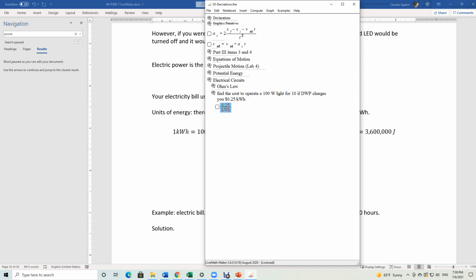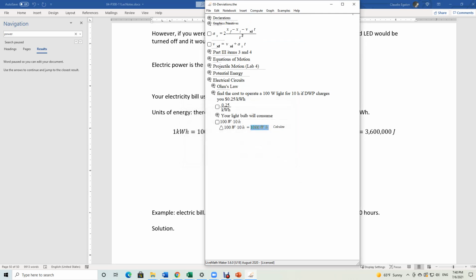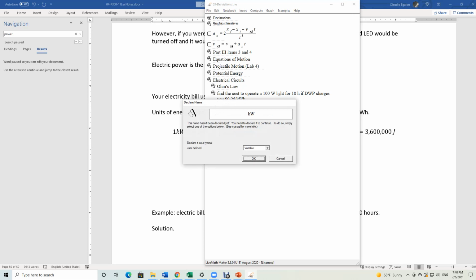Okay, so here you go. First you gotta find out how much energy you're going to consume in 10 hours. Your light bulb will consume 100 watts times 10 hours. So we do this math here. 1,000-watt hour. 1,000 watts is 1 kilowatt, so I can replace it right in here.